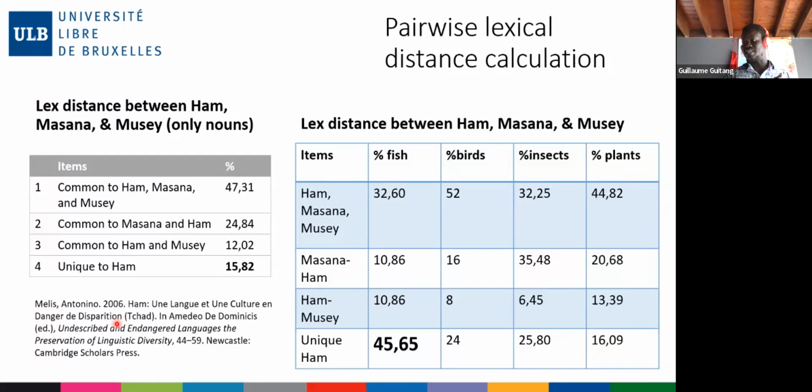And so now, although the Ham language is dangerously shifting towards the direction of Masana and Musey, we can still find traces of the fact that this was initially a fisherman community, as you can see from the richness of its vocabulary concerning fish species. So this is some interesting insight that you can get from this.